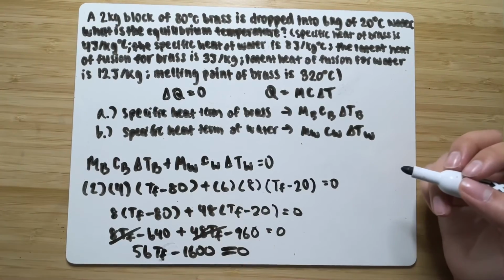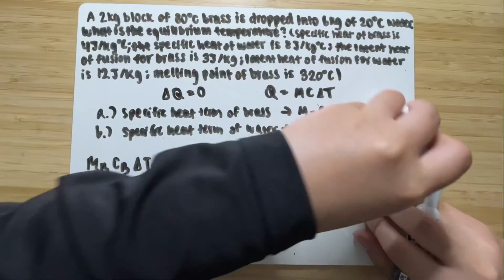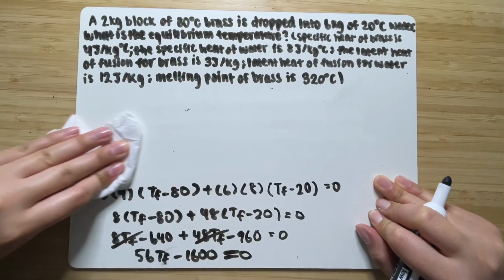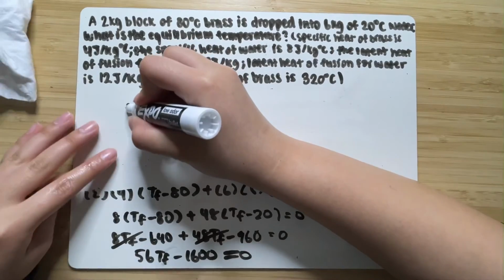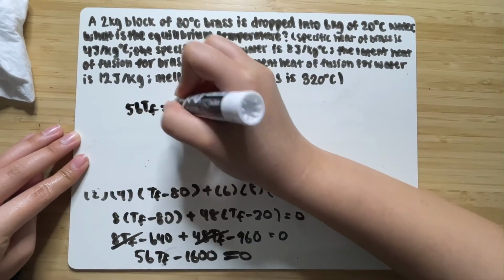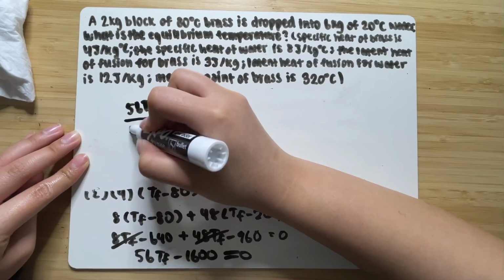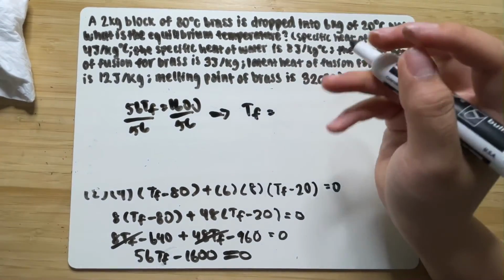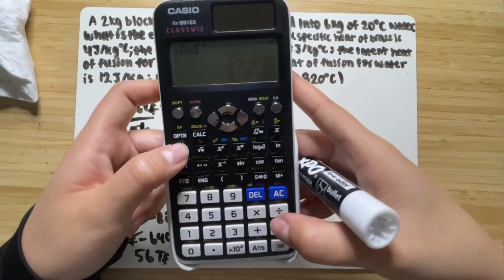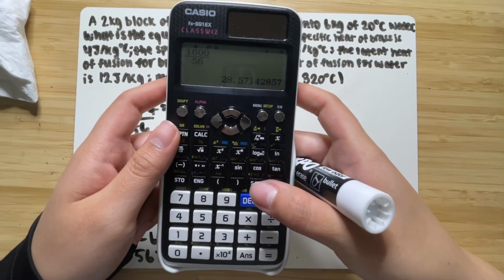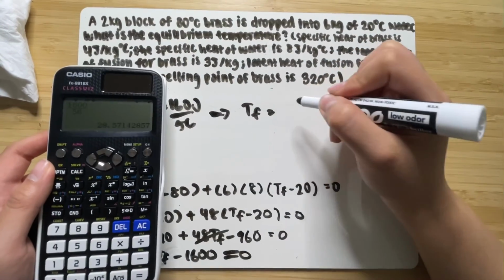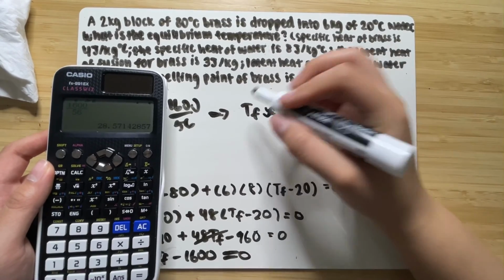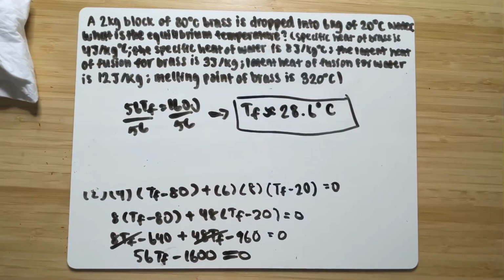So let's erase this for more space. You get 56 T sub f equals 1600, divided by 56 on both sides. You get T sub f equals 1600 divided by 56, which is 28.57. So it's around 28.6 degrees Celsius. So this is the temperature that reaches equilibrium.